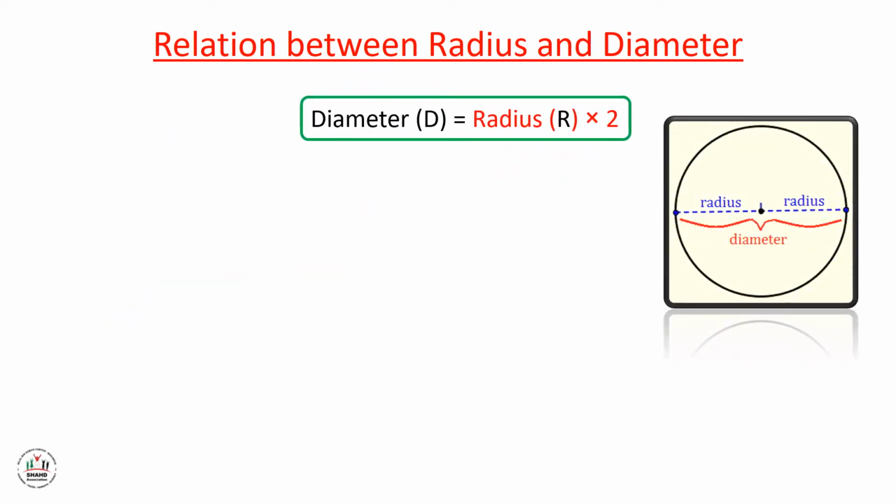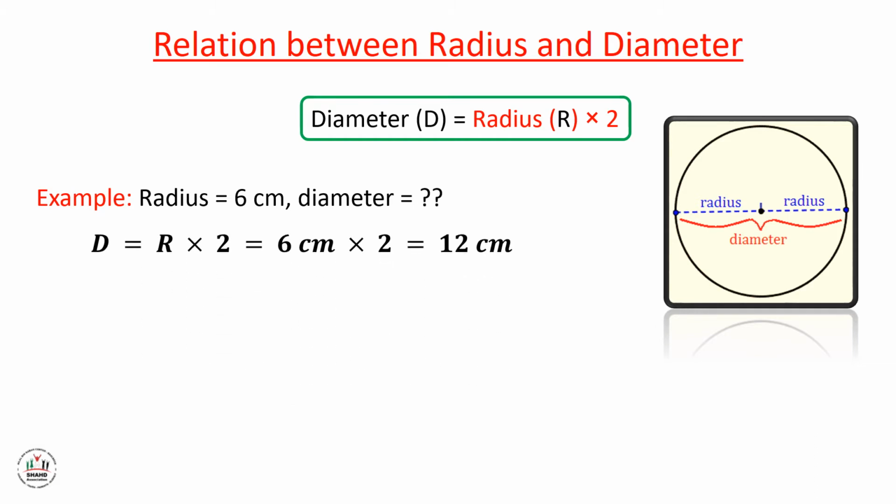So the rule said diameter equals radius times 2. Diameter and radius are denoted by d and r respectively. Let's solve this example. If we have a circle with radius 6 cm, what will be its diameter? So d equals r times 2, 6 times 2, which is equal to 12 cm. So we only need to apply the rule directly.